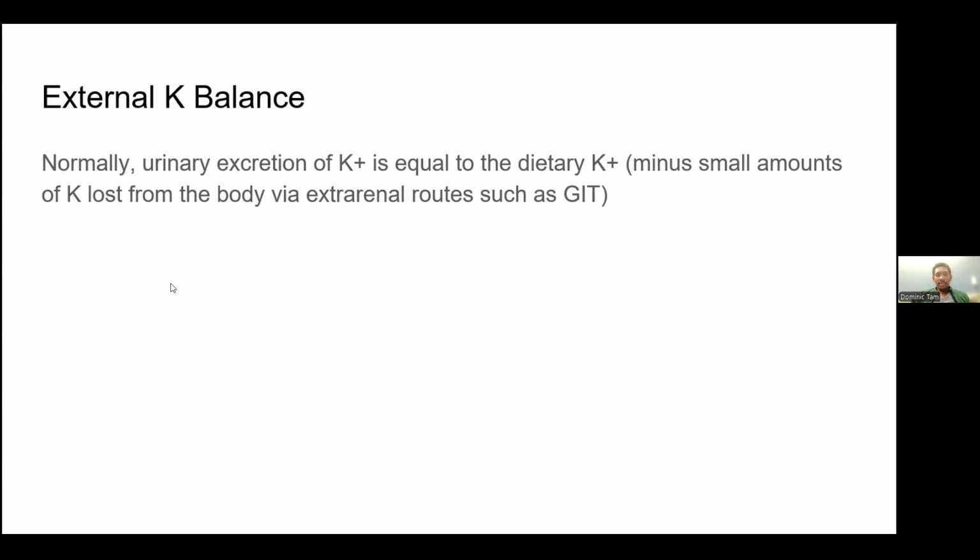Normally, urinary excretion of potassium is equal to the dietary potassium, minus small amounts of potassium that are lost from the body via extrarenal routes, such as the GIT. Essentially, to make it simpler, potassium excreted should be equal to the potassium taken in. There's a potassium balance which exists when the potassium that is excreted is equal to the potassium that is taken in, right? If you go into a positive potassium balance, where you intake more than you can excrete, you can go into hyperkalemia, and you can get a negative balance where you excrete more than you intake, you can go into hypokalemia.